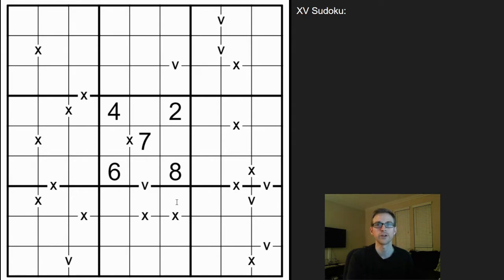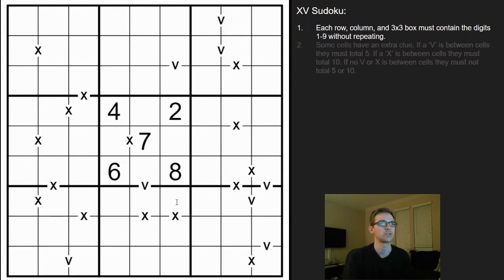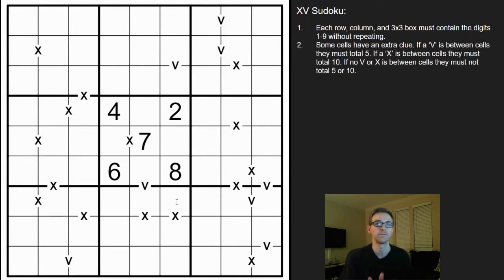This one's a Sudoku variant called an XV Sudoku. Just like in regular Sudoku, all of the rows, columns, and 3x3 boxes must contain the digits 1 through 9 without repeating. But there's added clues in the cells. If you see a V, the two adjacent cells must add up to a 5. And if you see an X, the two adjacent cells must add up to a 10.